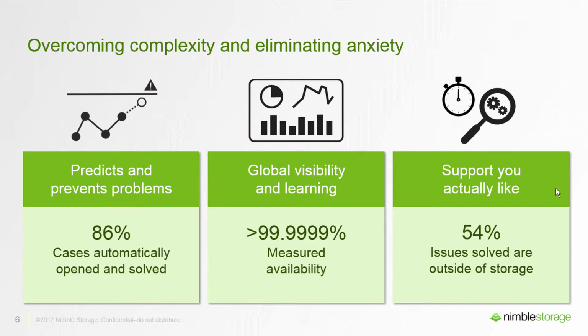It's because of InfoSight that we're able to deliver 6 nines of measured availability, proactively open and resolve 86% of issues, and even resolve problems outside of storage. In the demo, we'll highlight a few distinguishing features that are visible in the customer portal and show an example of how InfoSight helps quickly solve a complex performance issue. Note that we are not using simulated data, but that these are real environments and sensitive customer information is blurred out.